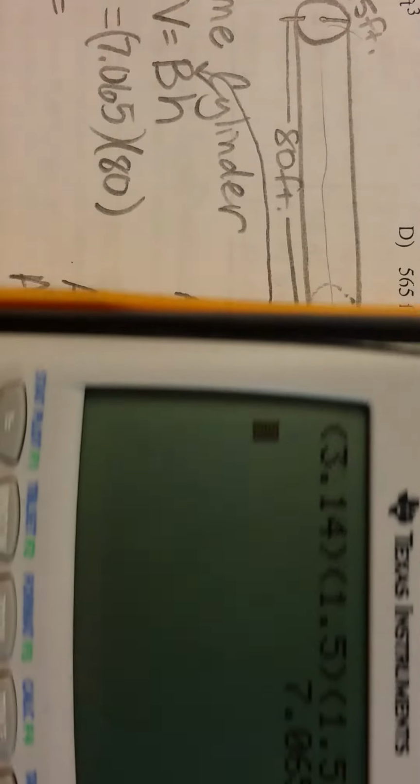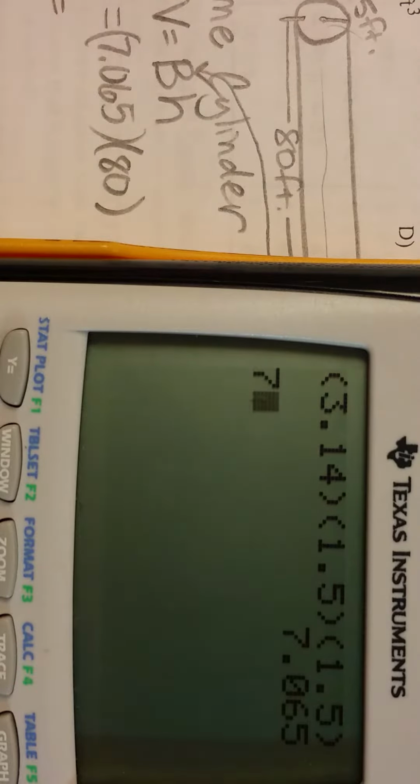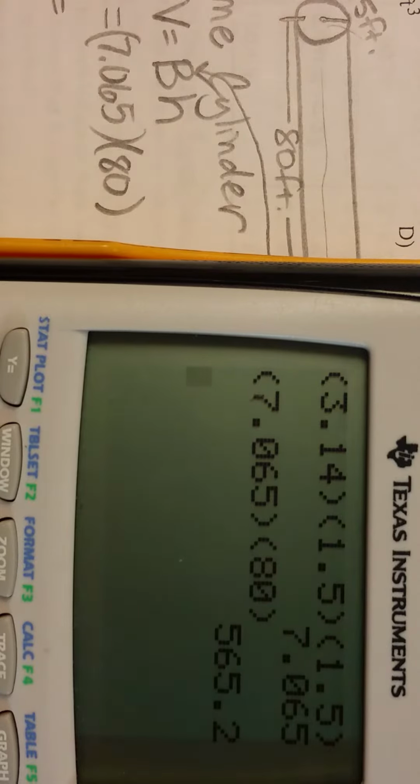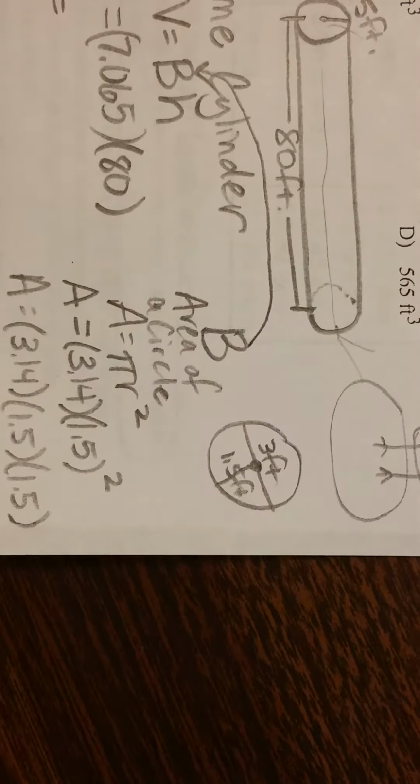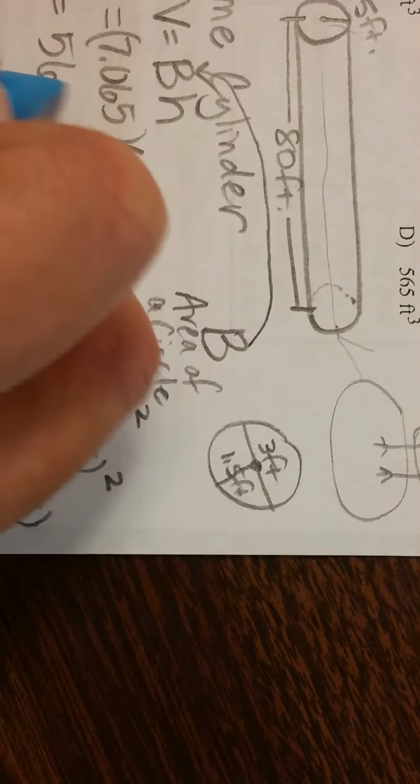So in our calculator, once again, we're going to type in 7.065, and we're going to make sure we have parentheses in there. I'm going to clear that out and try it again. Open parentheses, 7.065, close parentheses, open parentheses, 80, close parentheses, and I get 565.2.